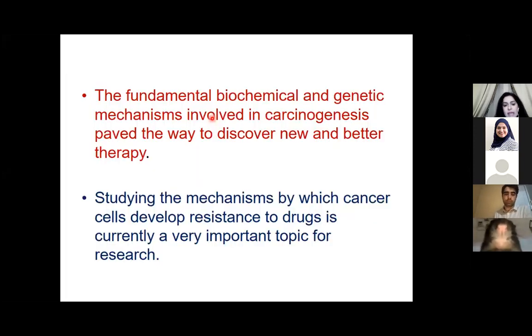Now, this is the same. I was just explaining that the fundamental biochemical and genetic mechanisms involved in carcinogenesis paved the way to discover new and better therapy, and that by studying this mechanism, cancer drugs develop resistance. We can currently consider this a very important topic for research.